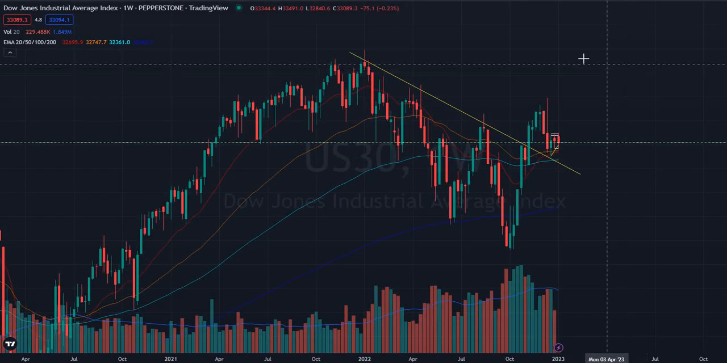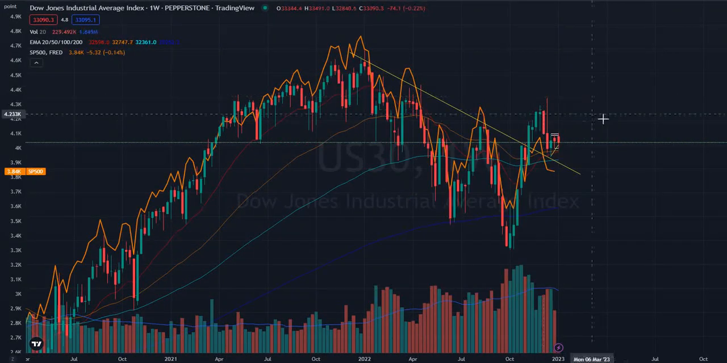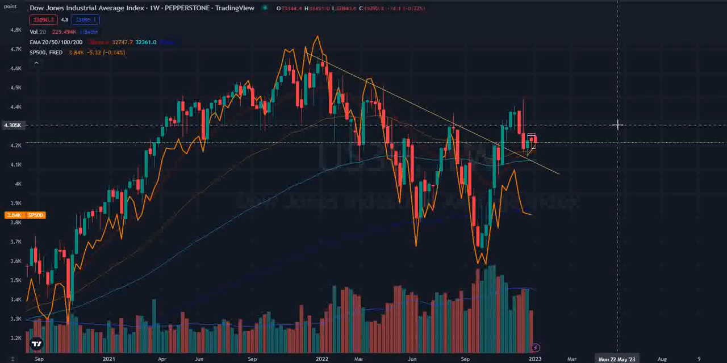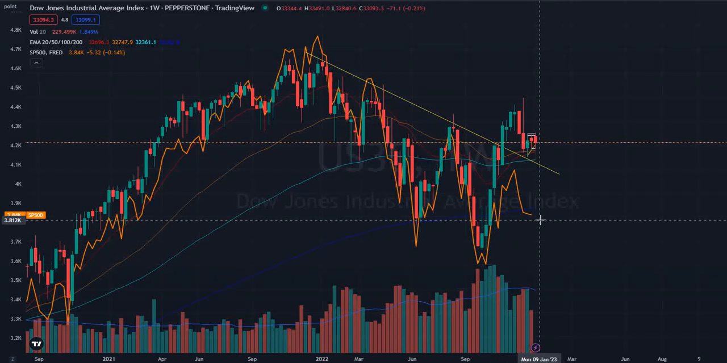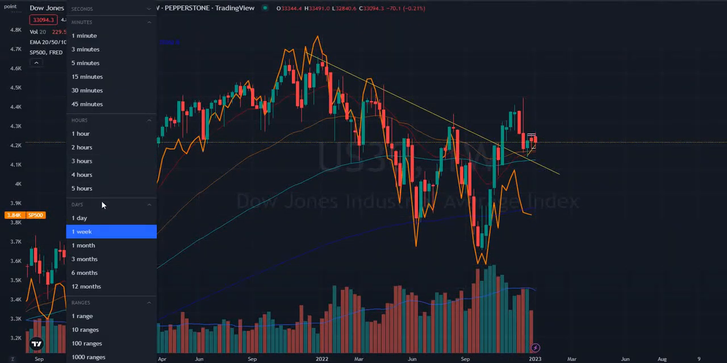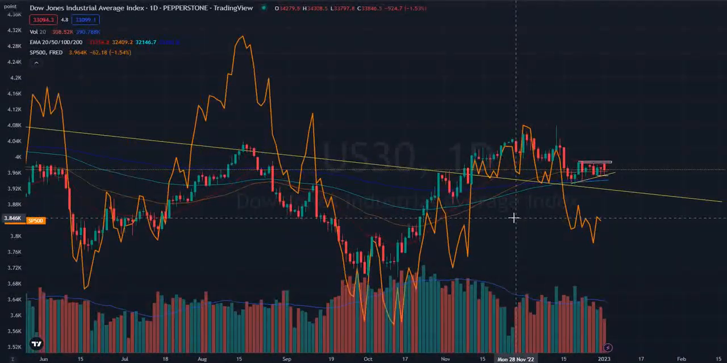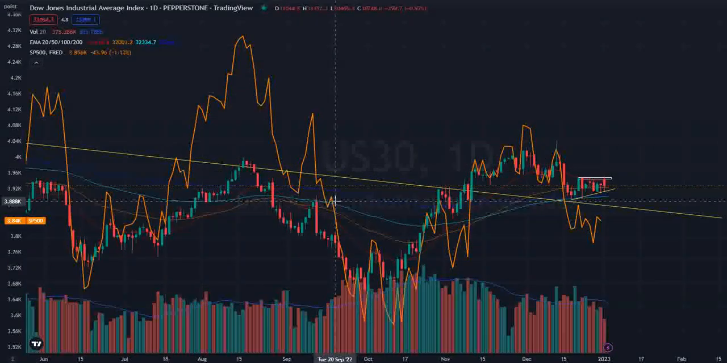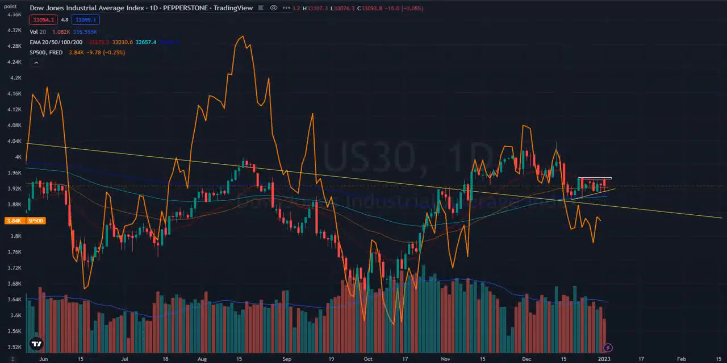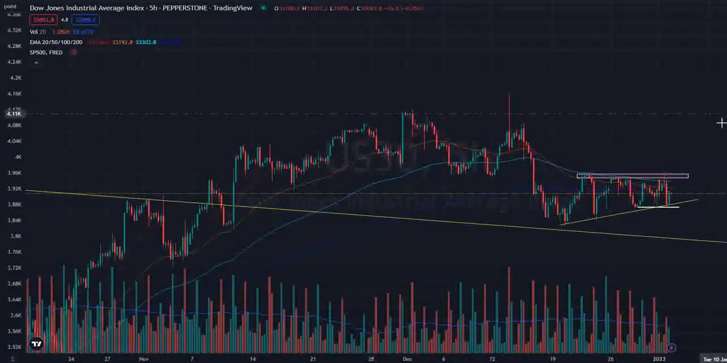Now I want to compare this with the S&P 500 and see how it's doing in this particular case. Bad. It's always good to compare with the Dow Jones, Wall Street pretty much. Let me see if I can drop down further. I can't drop down.